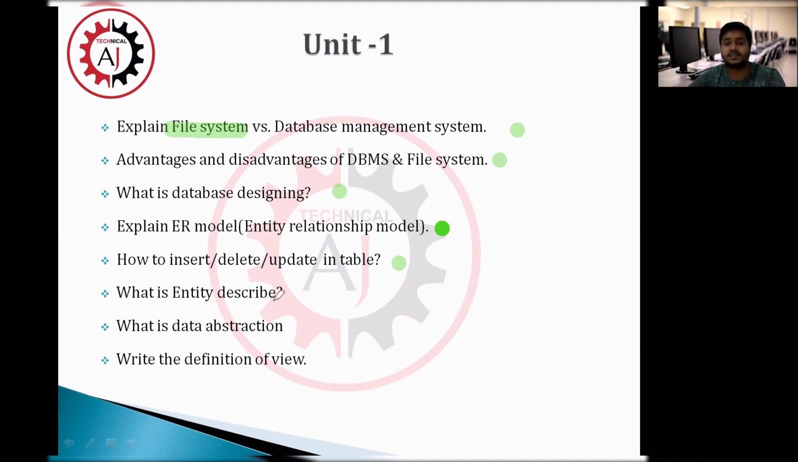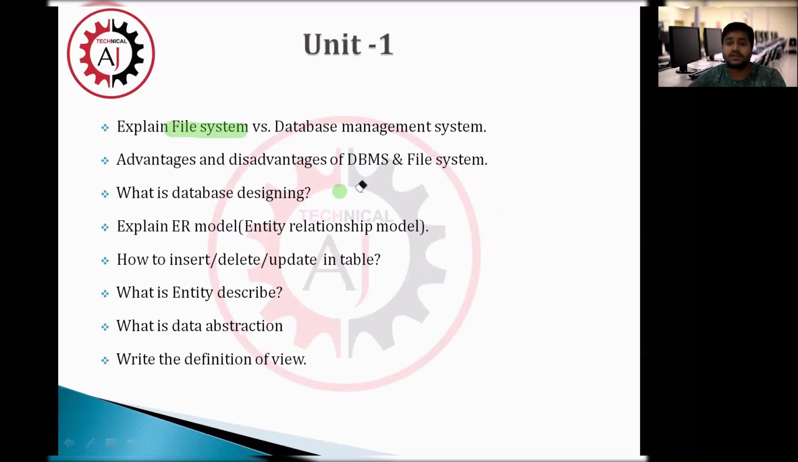Okay, what is the entity? Describe it. एंटिटी क्या है उसको आप पूरा डिस्क्रिप्शन दीजिए. Abstraction, this also you will have to explain fully. What is the view? There are only how many? I think 4 to 8 questions are here for your first unit.